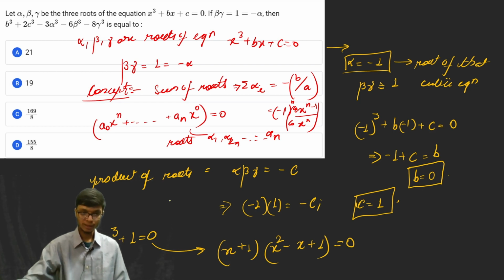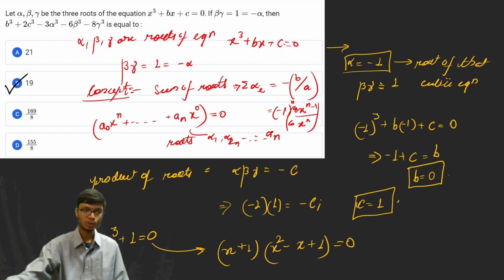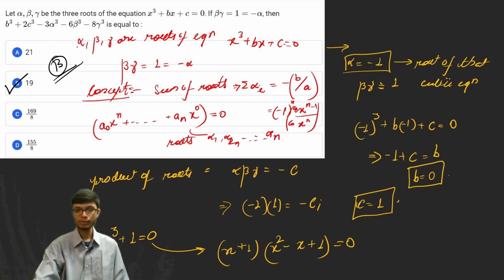So I hope you got the answer as option B. If you have solved this particular problem, you might have got option B. I hope you have done it yourself. So with this, let us move to the next problem, which was a pretty important problem involving concepts of cube root of unity.